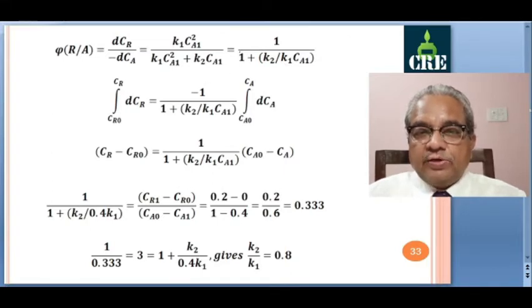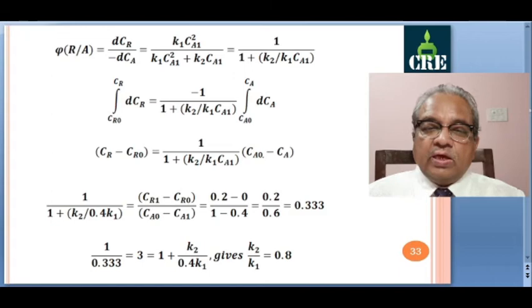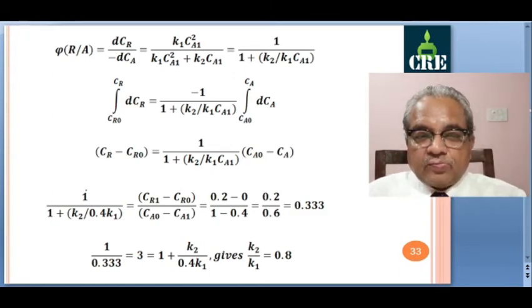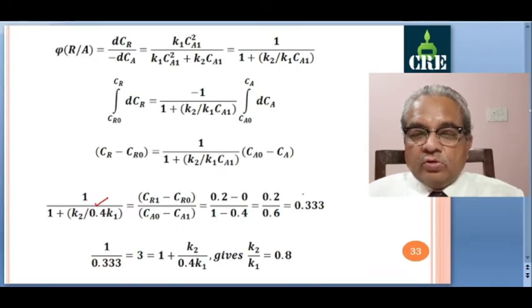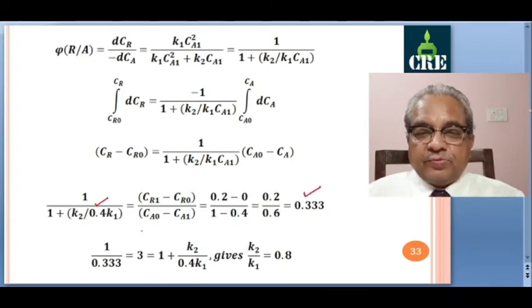Again split it, separate the variables: dCr, Cr0 to Cr, equals minus 1 upon 1 plus K2 by K1 Ca, Ca0 to Ca. Here the minus sign I make plus and reverse the order, so Ca0 minus Ca I can write down. And all the known things we will substitute. We know Ca1 is 0.4, Cr1 is 0.2, Cr0 is 0, Ca0 is 1. So this comes out to be 0.333.